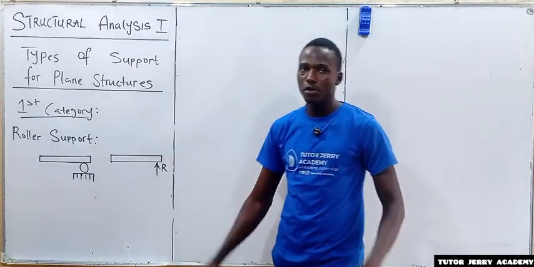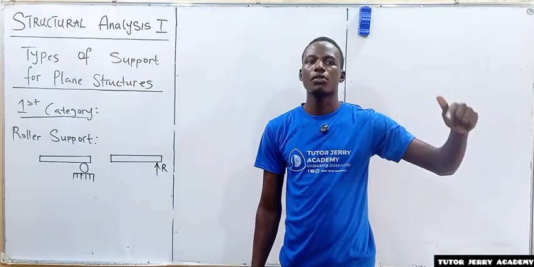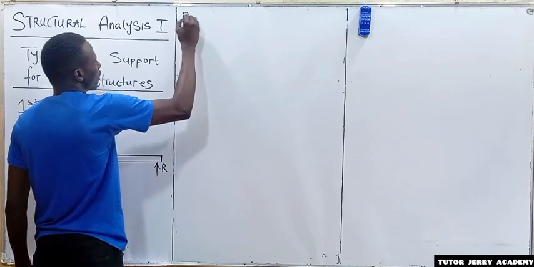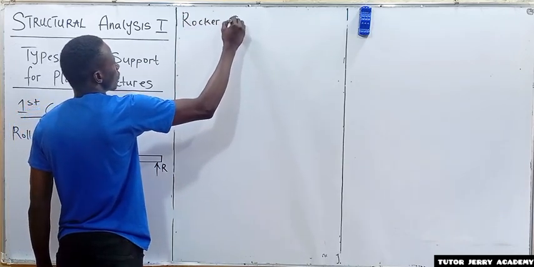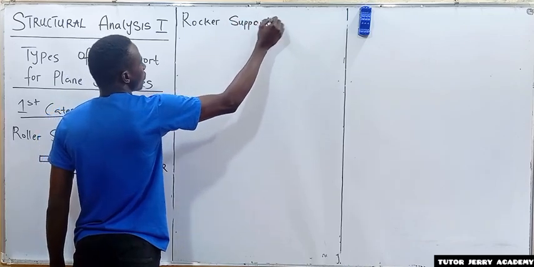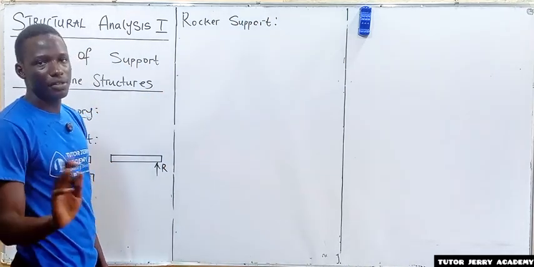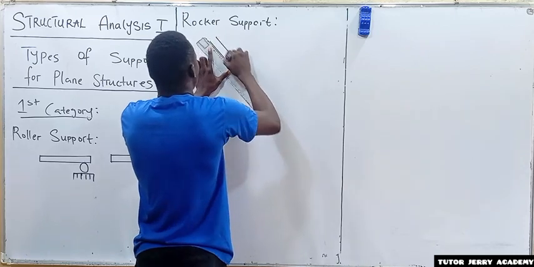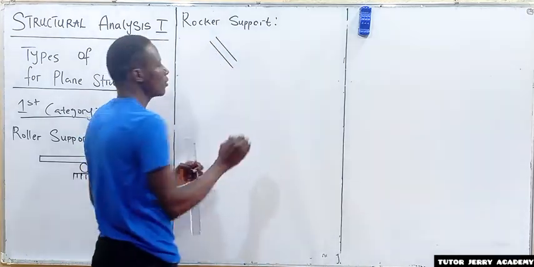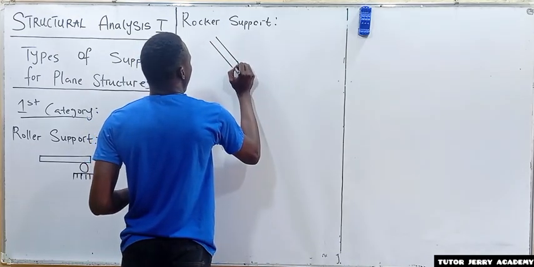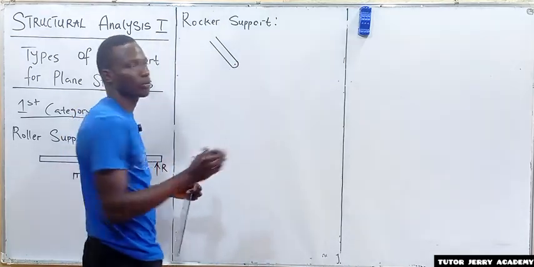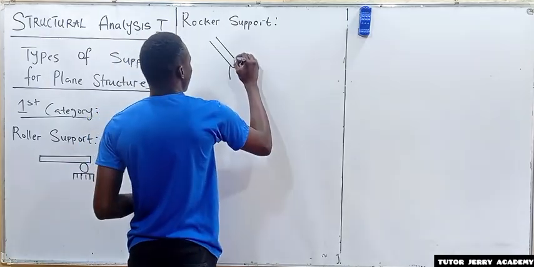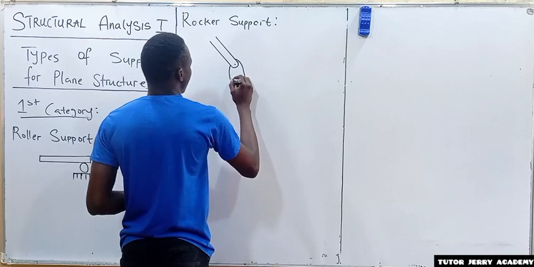Now this is still the first category. The second support under the first category is called the rocker support. So I could just bring it here. We have the rocker support, still under the first category. Under the rocker support, these are the diagrams we have. Look closely. Take a good look. We have something like this. Yes, we also have something like this.